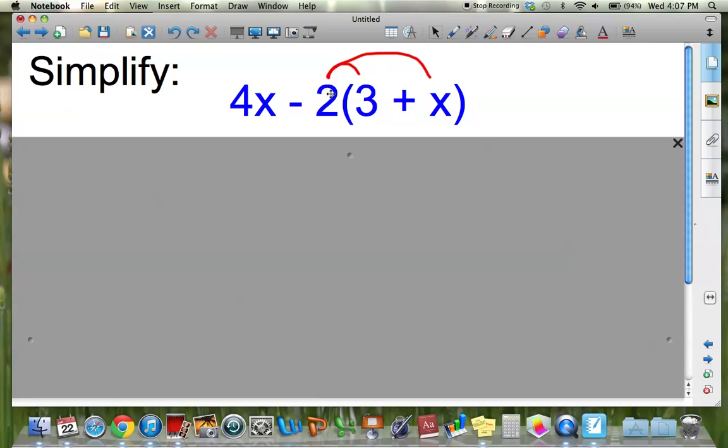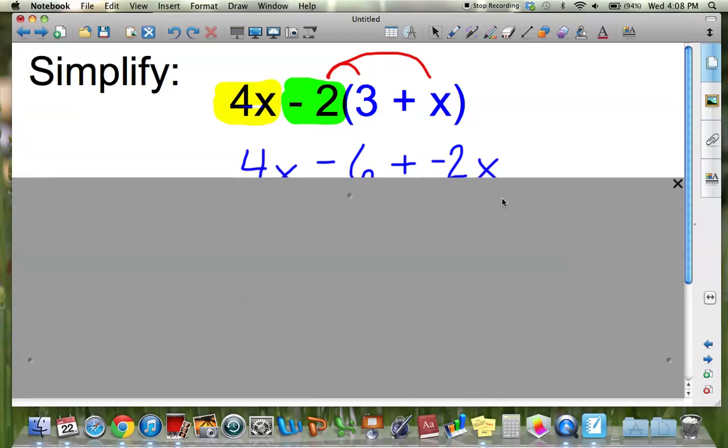That's when we take this 2 and multiply by the 3. We take this 2 and multiply by the x. Now, you have to be careful though. This first term here is a positive 4x, which means that my second term, the term that is being multiplied by both parts in the parentheses, is a negative 2.